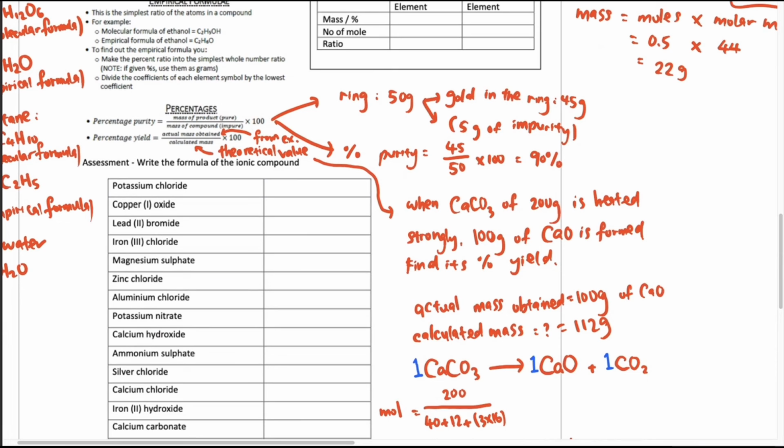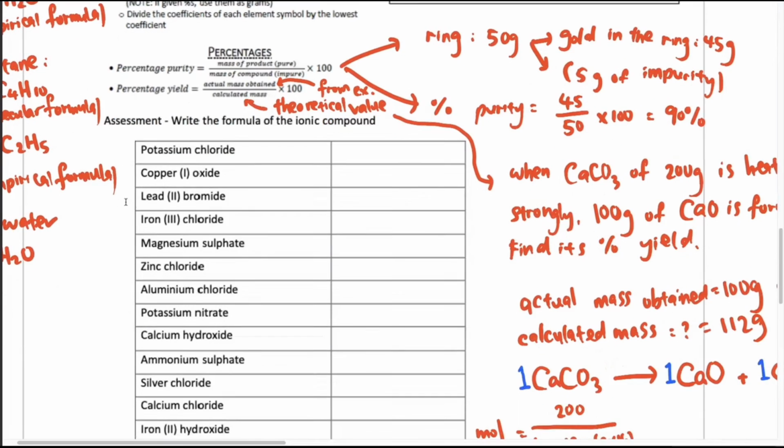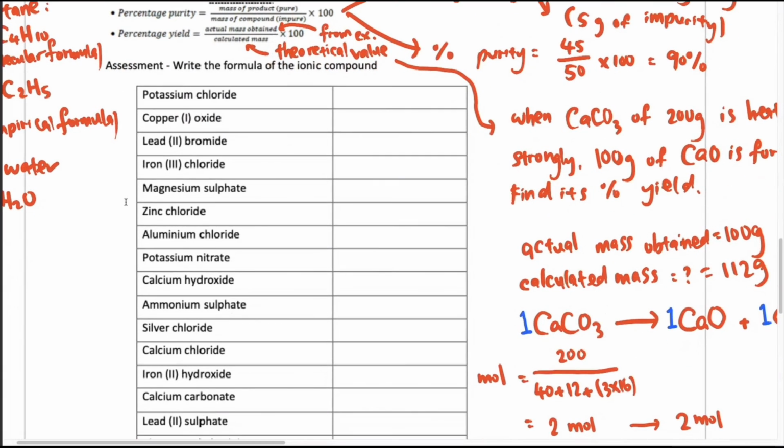Now the last part. So now we have a practice to write down the formula of the ionic compound. We start with potassium chloride. You have to know that potassium is K. You have to know its charge also. Chloride is Cl. KCl. So the charge balance of KCl.